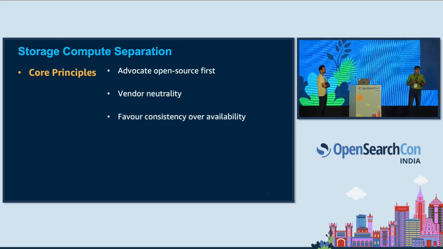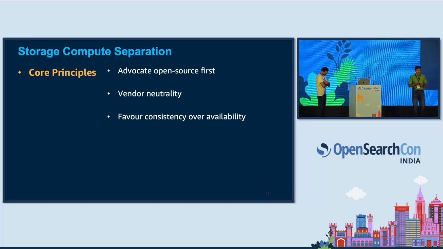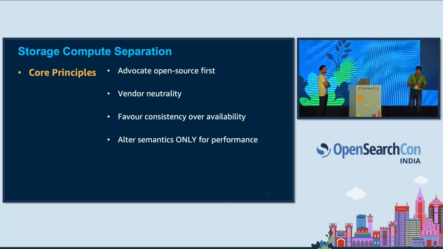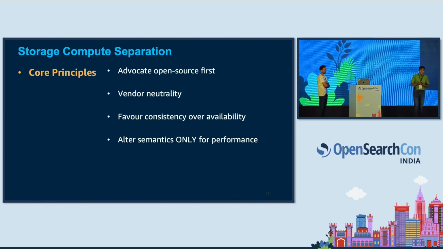Consistency over durability, consistency over availability. This is the principle which has been there in OpenSearch, and we wanted to adhere to the similar principle. We don't want to change that one. Alter semantics only for performance. There have been some calls we had to take, and we took them very consciously such that they give us performance benefits. It has to be worth it, right?